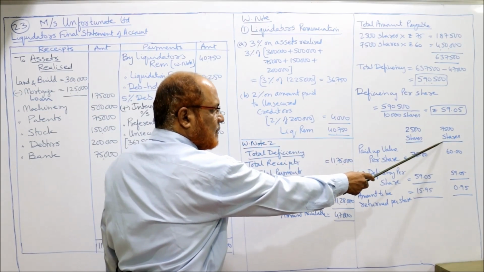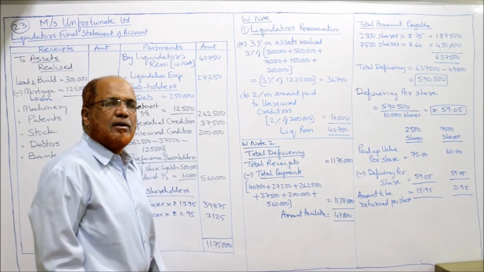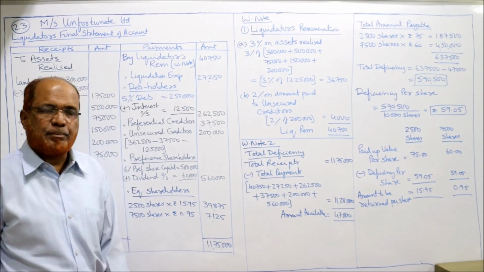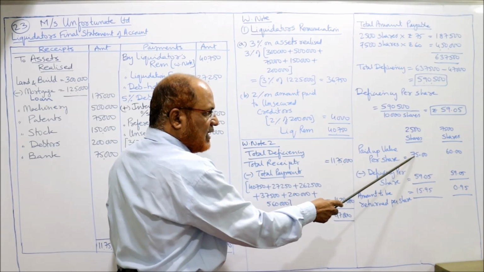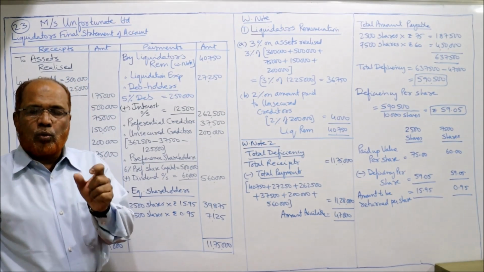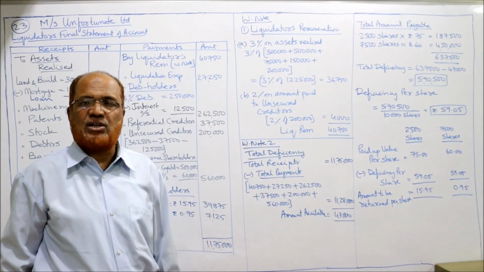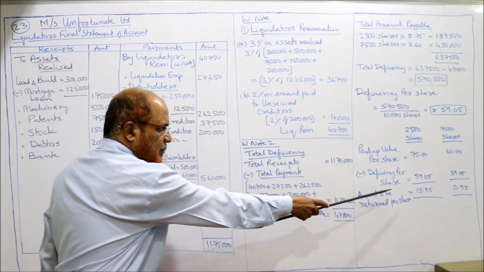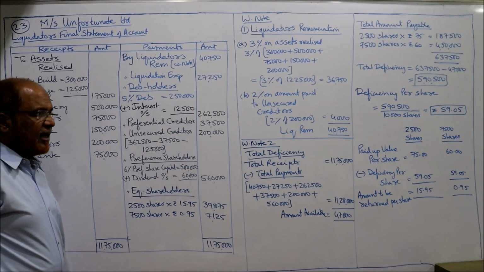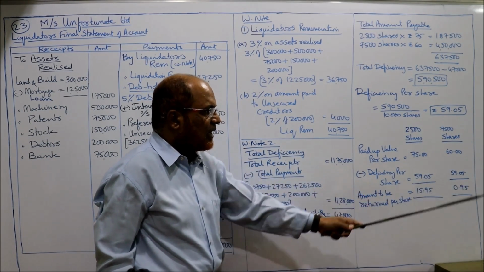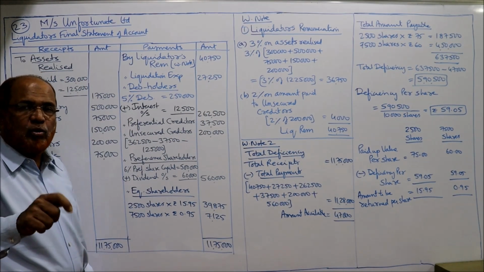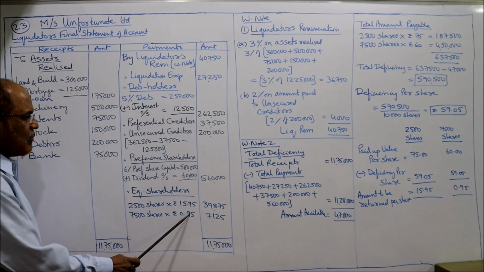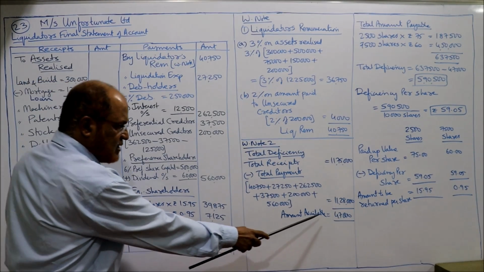Now 2,500 shares, 7,500. Paid up value per share is 75 rupees and 60 rupees. So on 2,500 shares, 75 rupees paid up. On 7,500 shares, 60 rupees paid up. From paid up value, deduct the deficiency per share. 75 minus 59.05, 15.95. So rupees 15.95 per share on 2,500 shares will be repaid by the company. 2,500 shares into 15.95, 39,875. Next, 60 minus 59.05, you will get 0.95. So 0.95 per share is the amount to be repaid on 7,500 shares. 7,500 shares into 0.95, 7,125. If you add up both these, you will get 47,000.